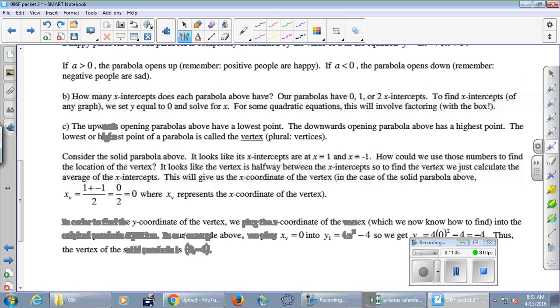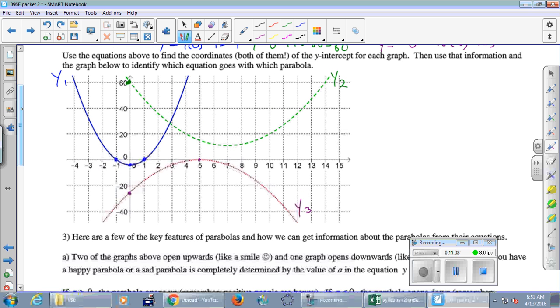Okay, taking a look at the two happy ones, the blue and green, they both have a lowest point, right? And the purple one has a highest point. Again, this is different from lines. Does a line have a lowest point? Does it have a highest point? No, it goes forever, right? But parabolas have an extreme point. And so I'll label them in red here, that guy, and that guy, and that guy. And those points right there are called the vertex.